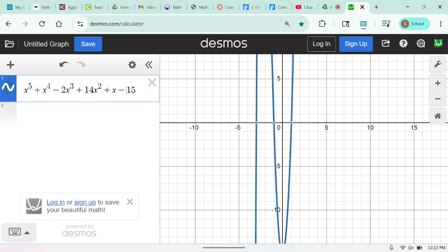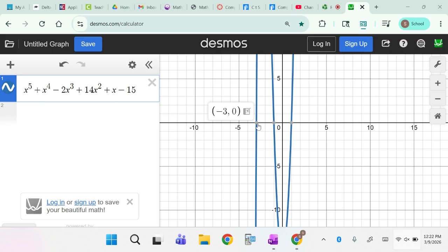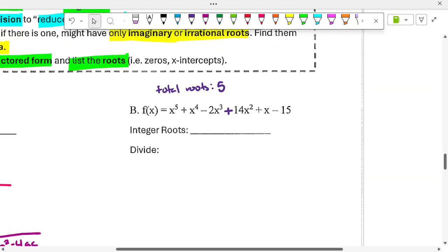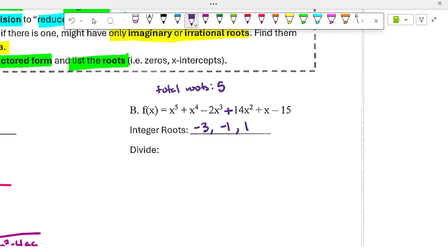So everyone got that? Now, if I click on all of the roots, what are my 3 roots that they gave me? -3, -1, and 1. So I'm going to list them here. Now, here's the fun part. We have to do synthetic division using all of these roots until we get a quadratic.